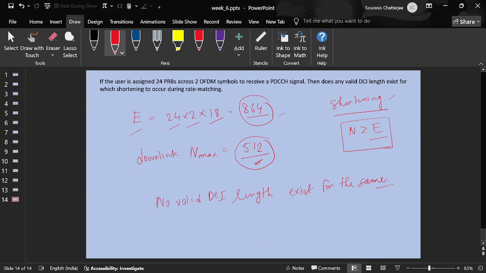So therefore the answer is that no valid DCI length exists for shortening to happen, because the fundamental criterion of shortening is that the output length of the polar encoder N should be greater than the number of bits allocated. But here the scenario is quite opposite: the number of bits allocated is more than the output of the polar encoder length. So therefore no valid DCI length exists for the same.